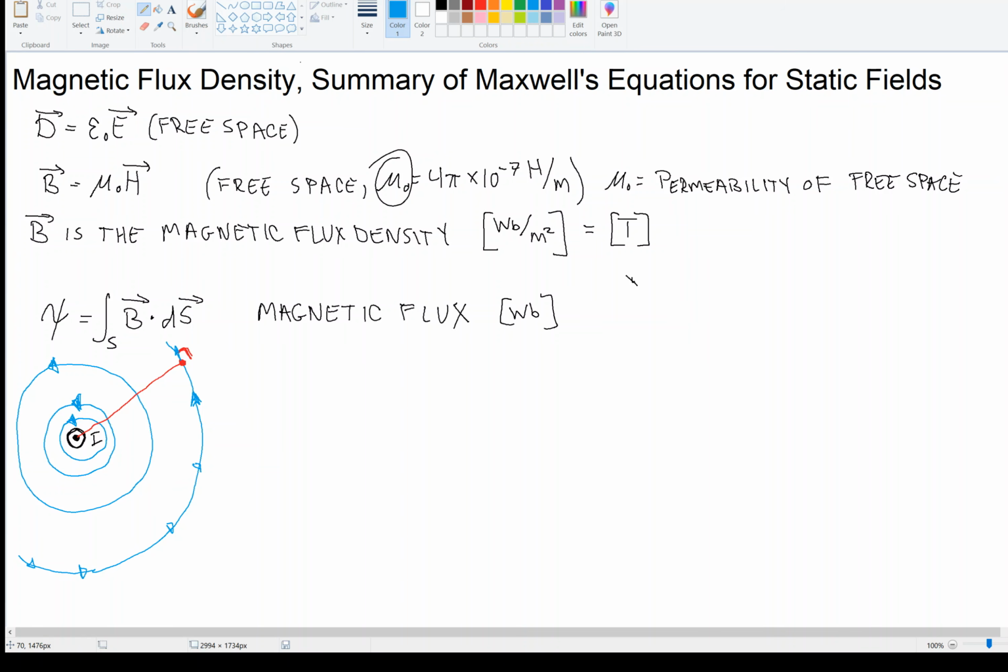Now, when we talked about electric flux, we would also talk about a monopole, which was, remember this guy where we had maybe a positive Q, and a positive Q gave flux lines like this.